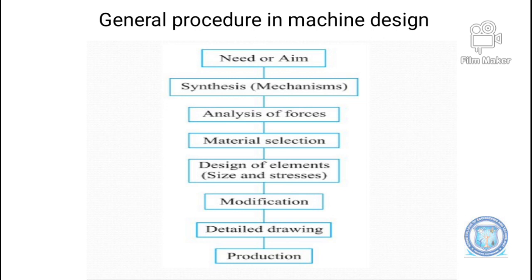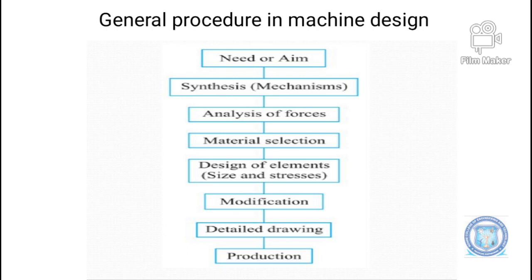Next, material selection. Select the material best suited for each member of the machine. Next, design of elements. Find the size of each member of the machine by considering the force acting on the members and permissible stresses for the material used. Next one is modification. Modify the size of the member to agree with past experience and judgments to facilitate manufacture. But while designing the component, the overall cost should be reduced.